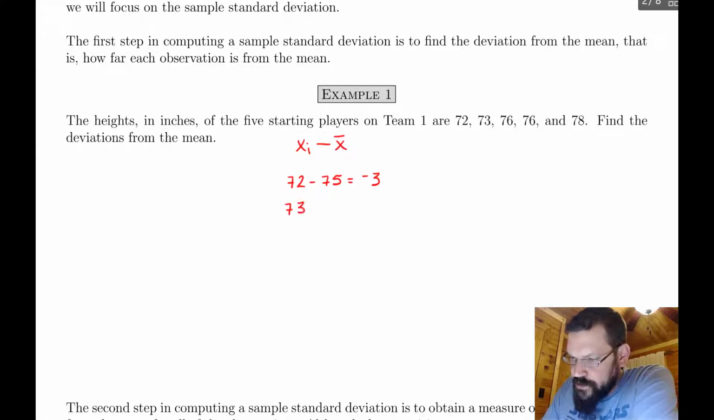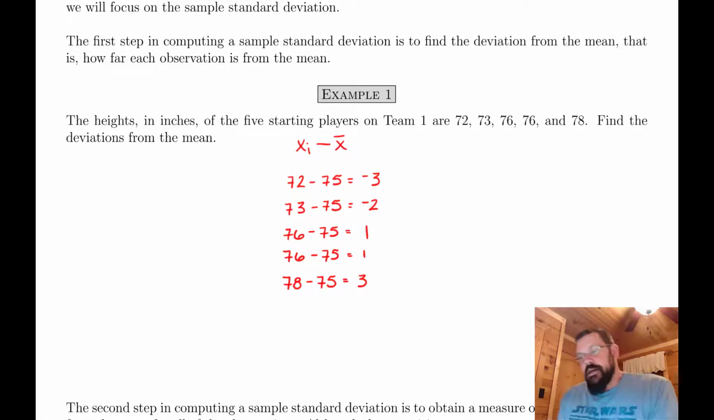Second height was 73 inches. And our last one is 78. Pretty short basketball team. Anyway, that's all you have to do to find the deviations from the mean. You just take every data point, subtract the mean value of that set, and you have all the deviations from the mean. And if you've done this correctly, when you add these values together, they should sum to 0.